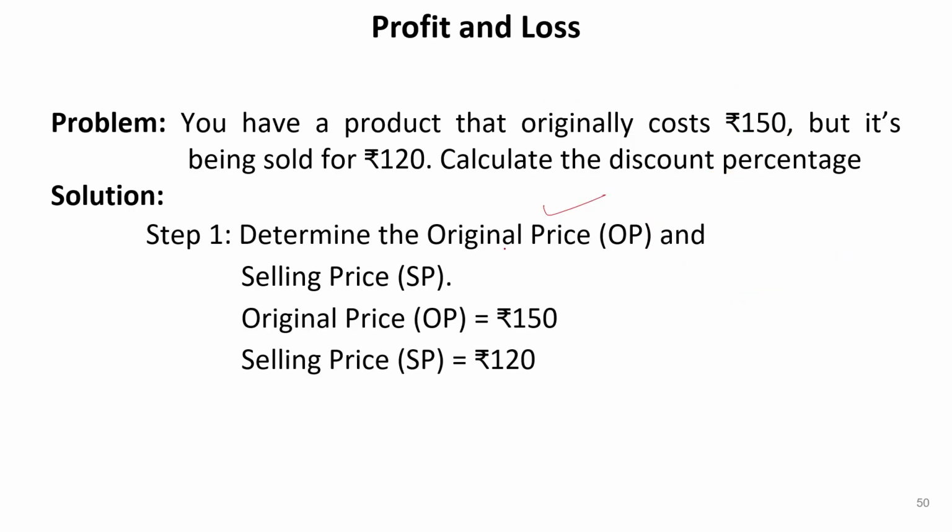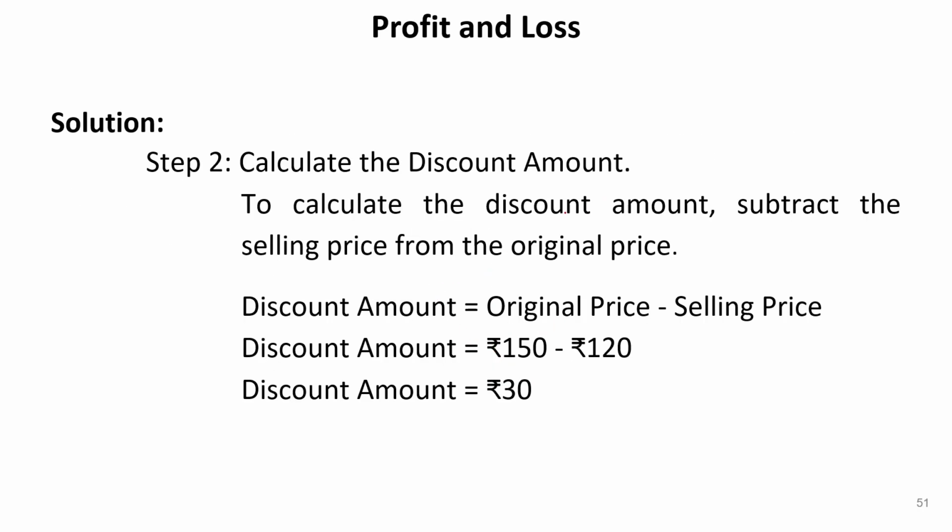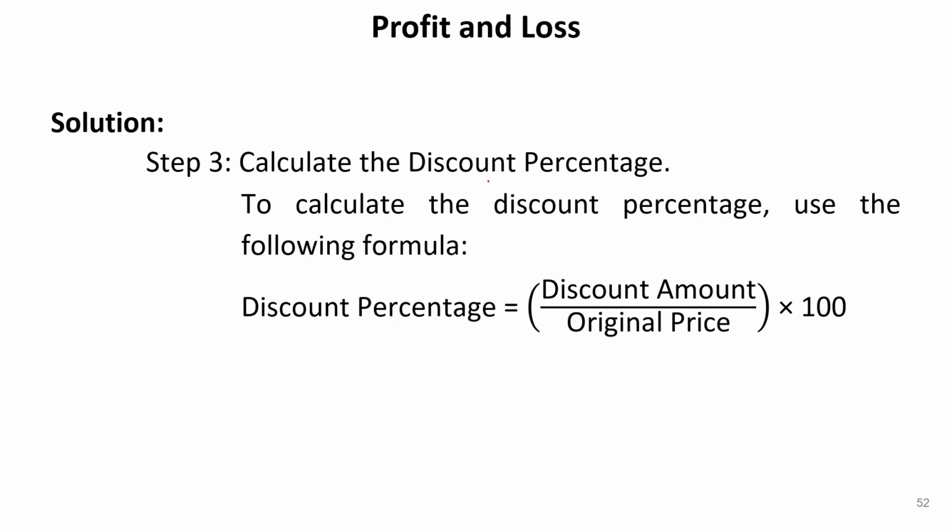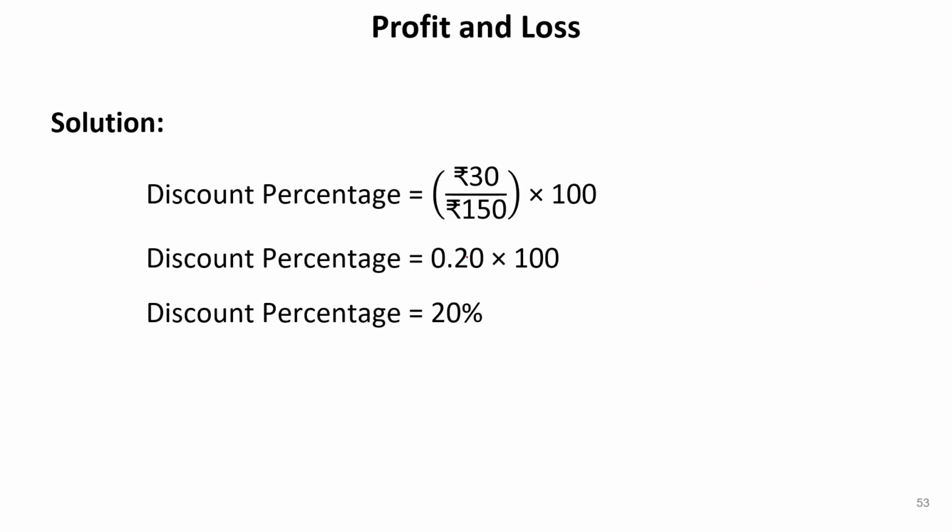So determining the original price and selling price. Original price is equal to 150, selling price is equal to 120. So calculate the discount amount. The discount amount was 30 rupees. To calculate the discount percentage, use the percent formula, that is discount amount by original price into 100. So the discount will be 0.20 into 100, which is equal to 20%.